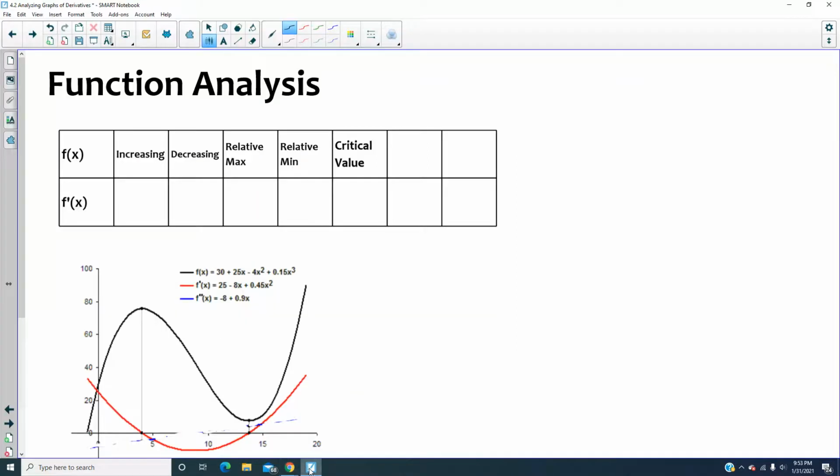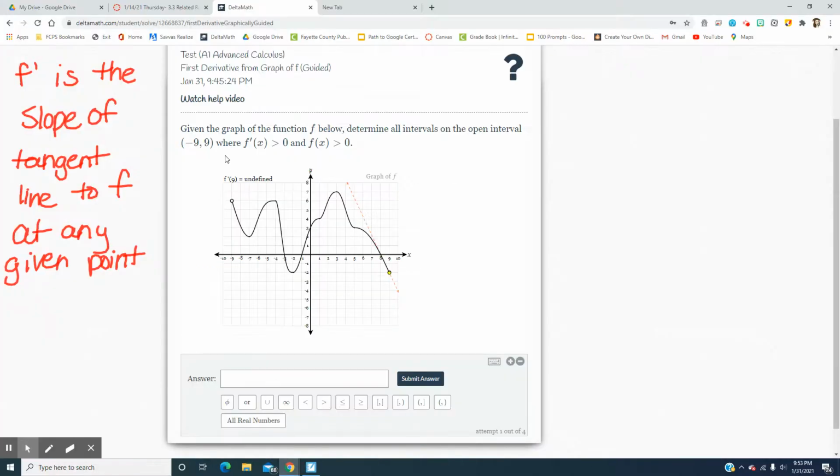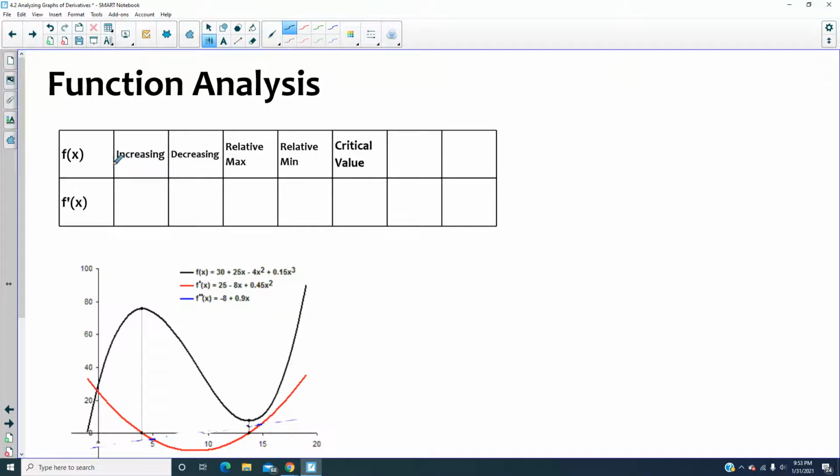So we can take that and fill out our information here. When my function was increasing, go back to the beginning. Where was it increasing? When f increases from here on up, what types of values does the derivative have? What values do you see up here? The function increases, those values are positive. So when the original function is increasing, f prime is positive.